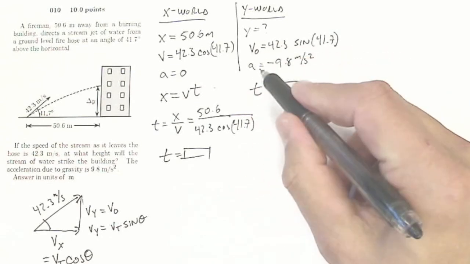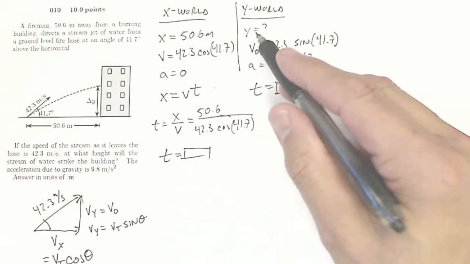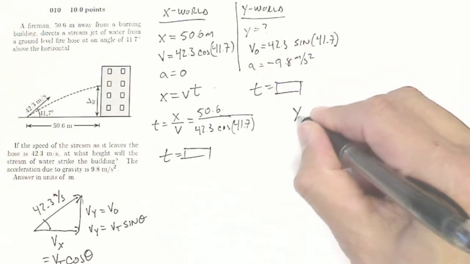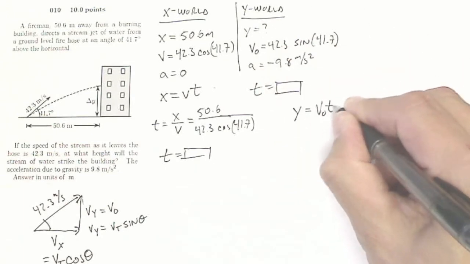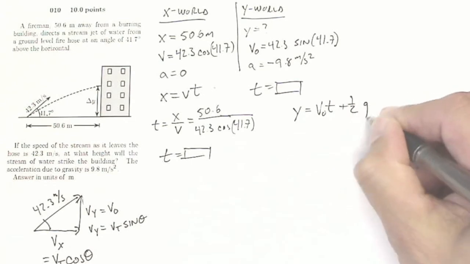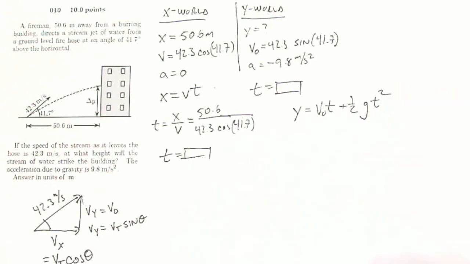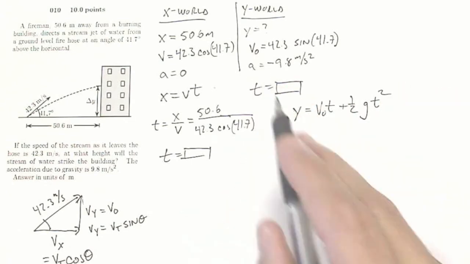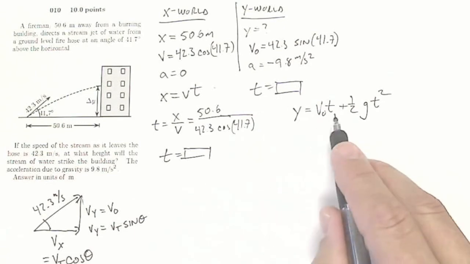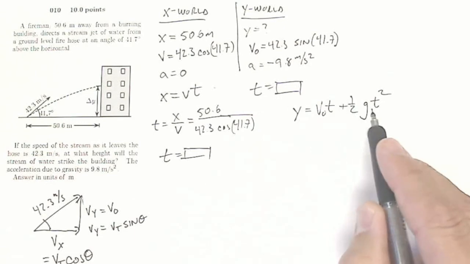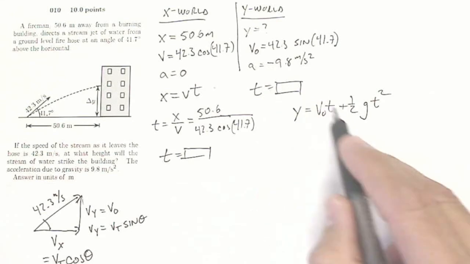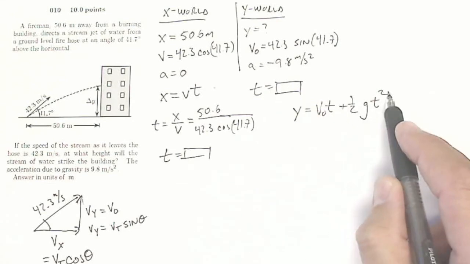Now I've got my time. So with a time, an acceleration, an initial velocity, and looking for a height, that turns into my favorite equation, y equals v0t plus 1/2 acceleration times time squared. And I know my initial velocity here. I know my time here, I just figured it out, plus 1/2 of acceleration, which is negative, make sure you enter it as negative, times time squared.